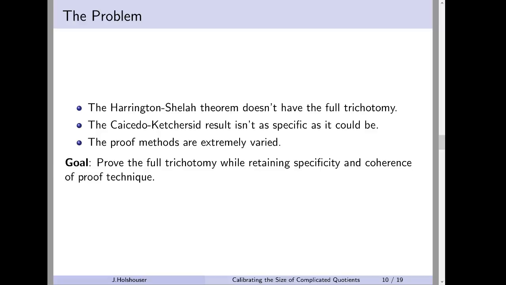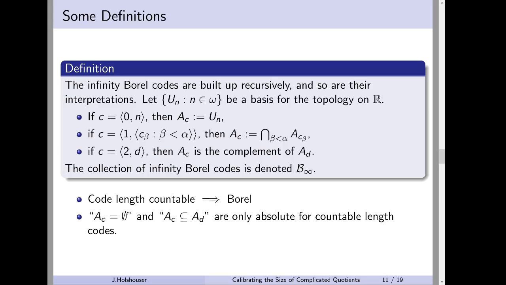So we take the infinitary logic and create basically a semantics for it. We do that through these infinity Borel codes. You start with a countable basis for your topology. The code that starts with a 0 followed by a natural number corresponds to the set that is just that basic open set. You start with a 1 followed by a sequence of other codes, that's an intersection, and 2 followed by a code is a complement. Call all of these codes infinity Borel. If it's a countable length code, you just made a Borel set. Congratulations.